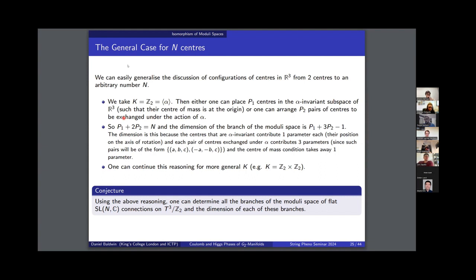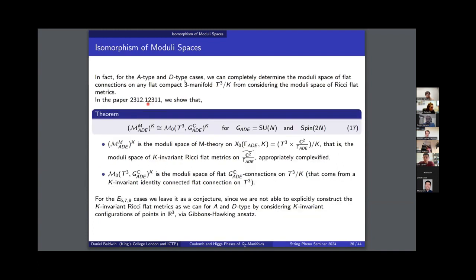And so, because we have these two complementary ways of viewing the moduli space of our gauge theory, this suggests that we can completely determine all the branches of the moduli space of flat SL(N,C) connections on T3 mod Z2, and the dimension of all of these branches. And so this led us, in this second paper, to derive some isomorphism between these moduli spaces.